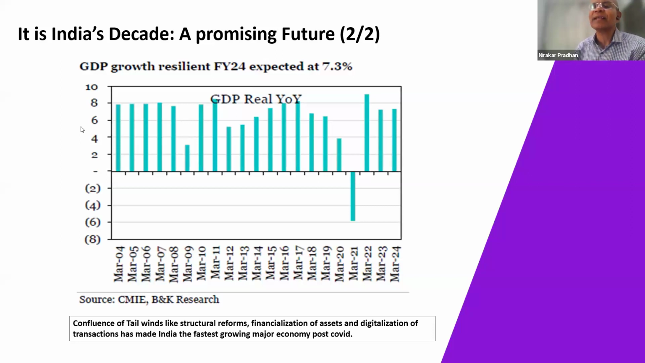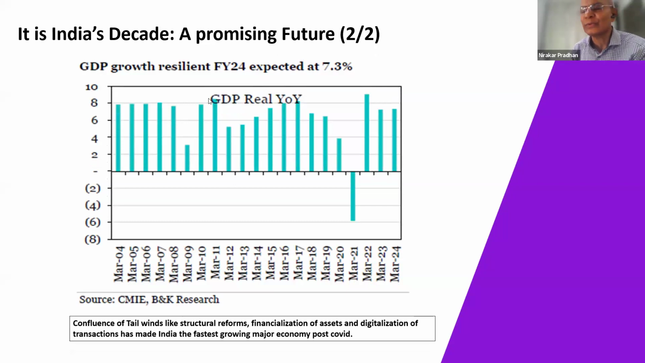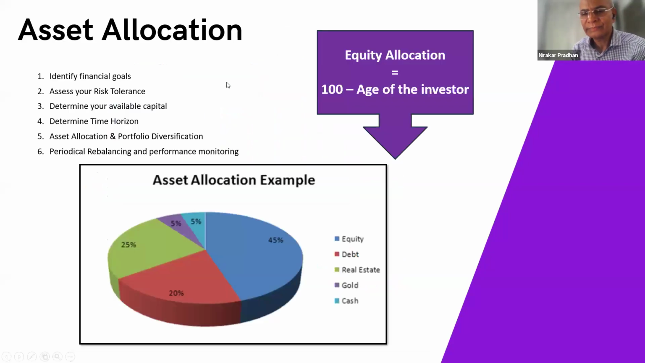Digitalization of transactions. There is a digital revolution all around the country. The digital transactions from India are more than half of the global digital transactions as of today. And now India has emerged as the fastest growing major economy in the last couple of years, and going ahead, the next 4, 5 years or 10 years also, this trend will continue.